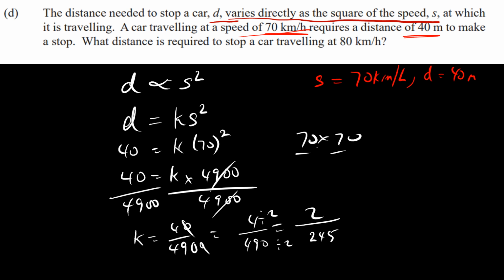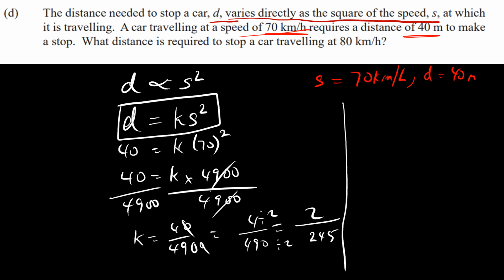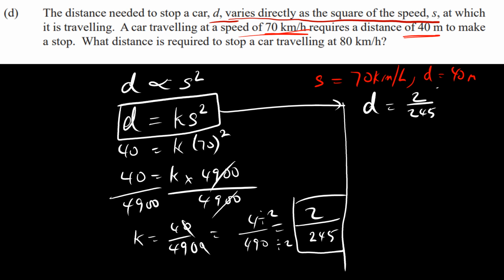Okay, so we have the value for k. And so let's write back the original equation here, but this time replace k. So we have d equals, this k is a constant, meaning it's fixed. So k is fixed at 2 over 245. Let's write back the s squared. So d is a variable and s is a variable. Those two vary, but the k is constant at 2 over 245, no matter what the distance or speed is.